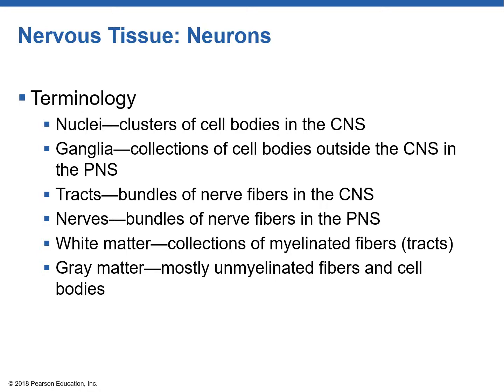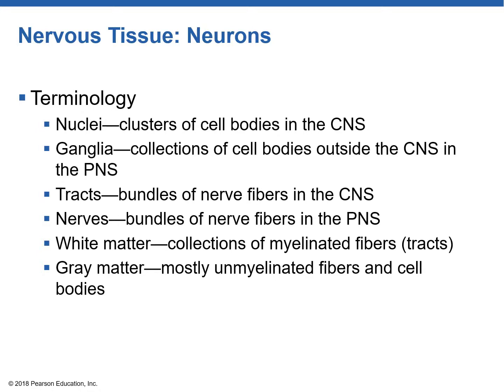So, for example, there are a number of groups of cells within the brain that have specialized functions. Those would be considered nuclei. So these are just clusters of cell bodies within the central nervous system. Then we have the ganglia, which are collections of cell bodies that are outside the central nervous system. Again, basically you're going to see these little swellings within nerves, and those are technically ganglia.